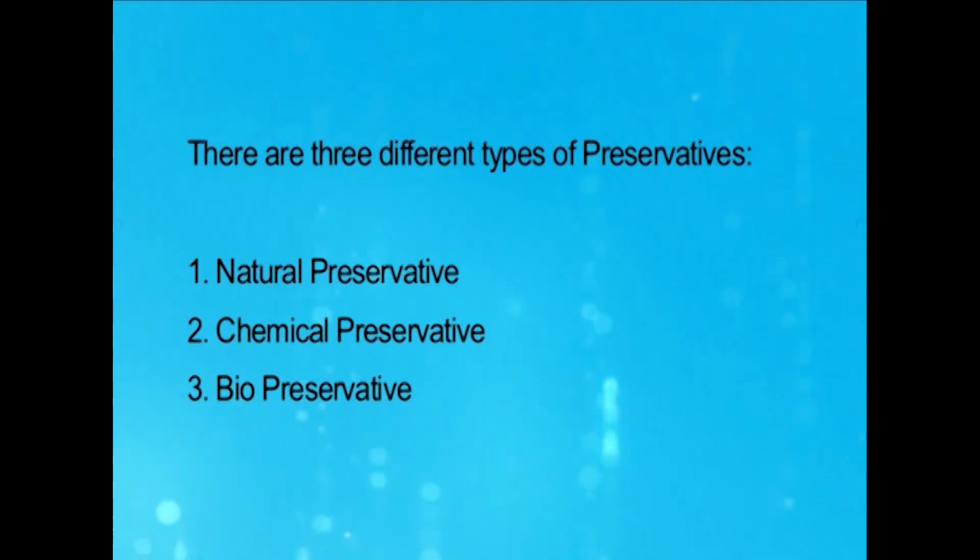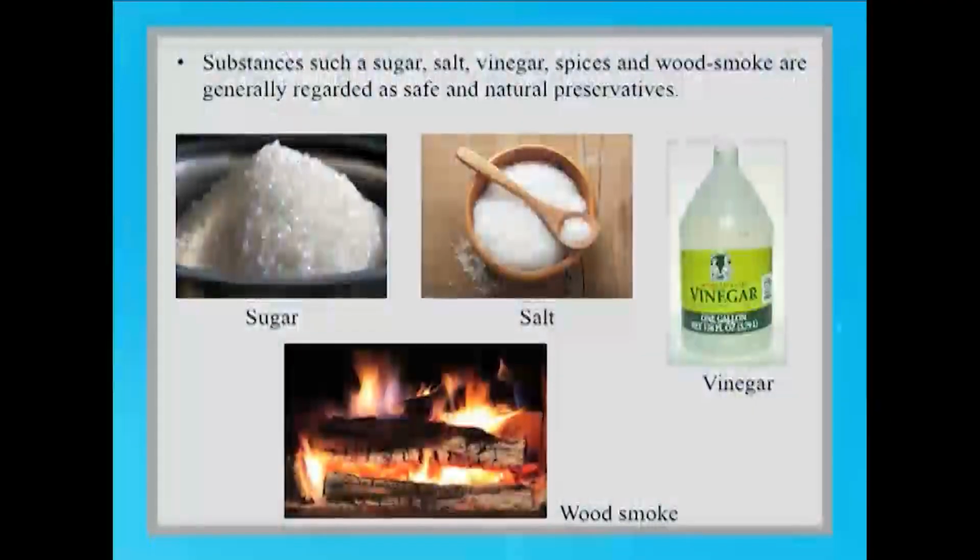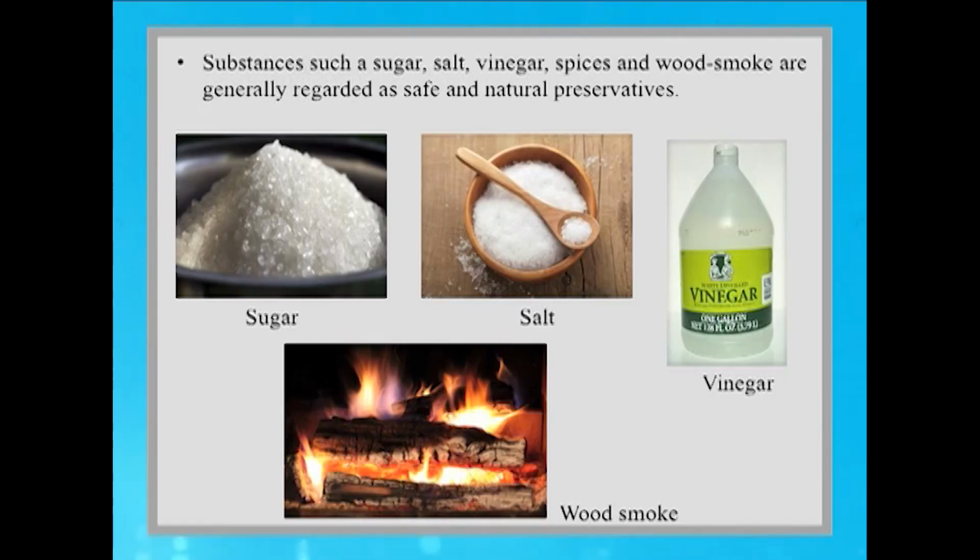We begin our study with the natural preservatives. Natural preservatives take into account the substances which are naturally or spontaneously added to a food while we go in for the cooking process. For example, salt, sugar, vinegar and then wood smoke. All these help in the preservation technique as they have got an antimicrobial activity too.